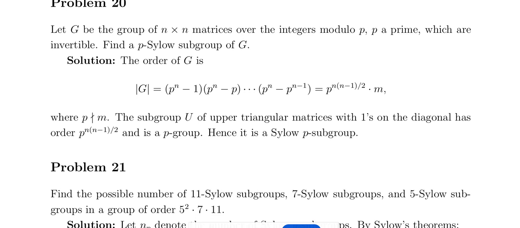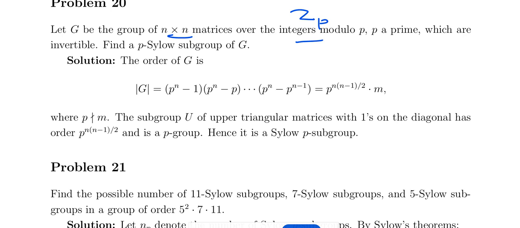And G is the group of n by n matrices over the integers modulo p, that is Z_p, where p is a prime number, which are invertible. What is the p Sylow subgroup of G for this? So the order of G we can find out using the formula, which we saw at the very start.